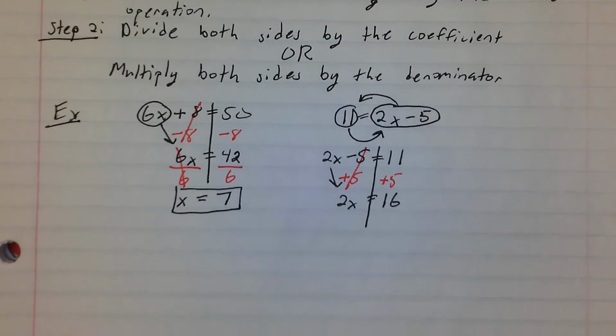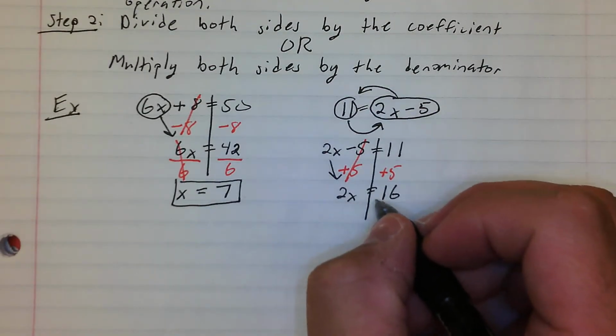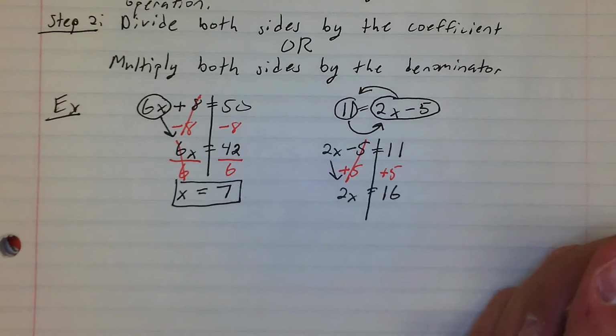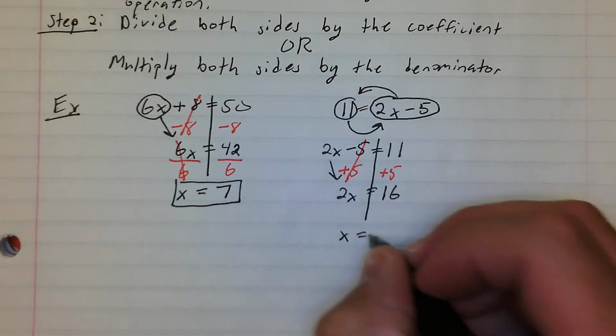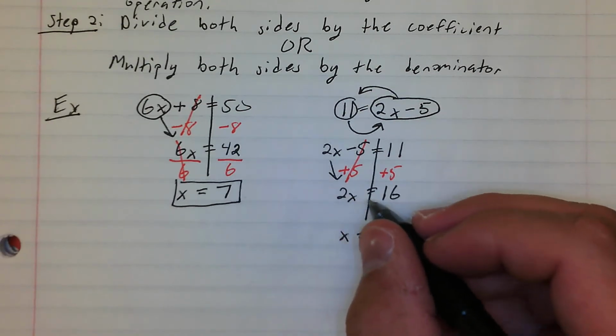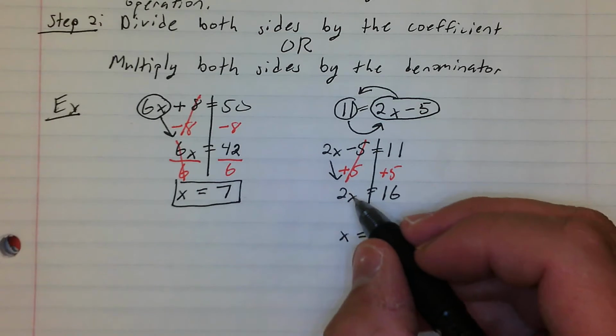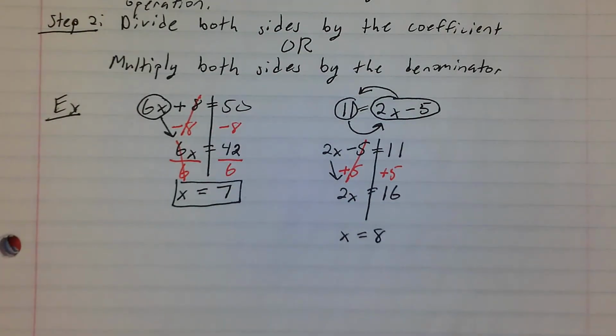Now right here, we can ask ourselves, what can I multiply by 2 to give me 16? We should be able to get an answer. It should be x equals something. In this case, 2 times what gives me 16? Well, 2 times 8 gives me 16. So you can think of it that way as well.